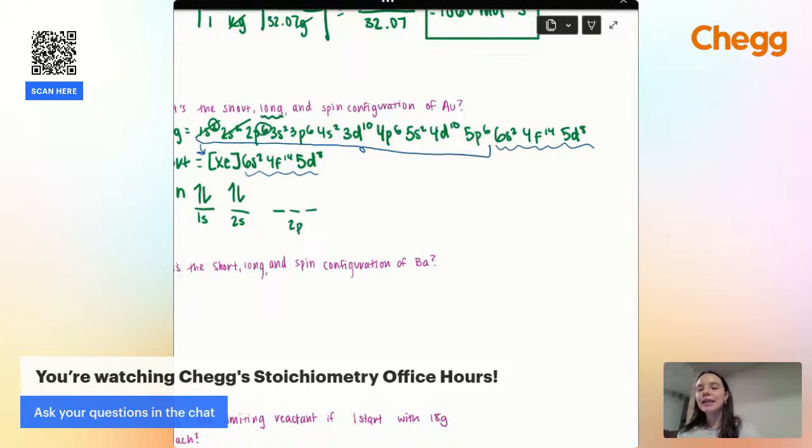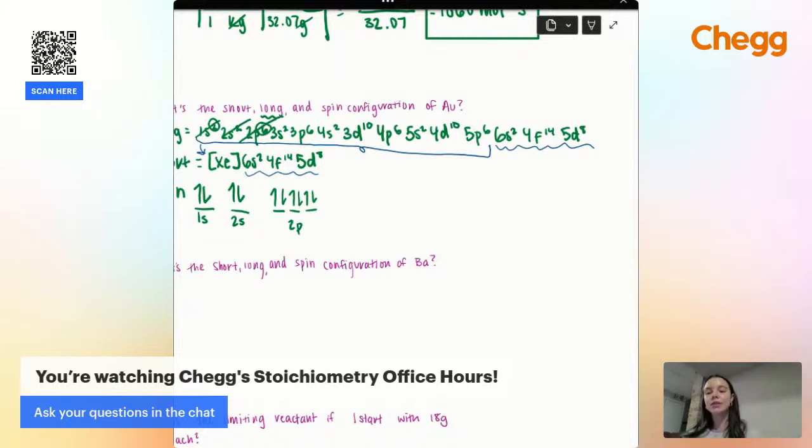We have 6 arrows represented by that 6 exponent. So we're going to go up, up, up, down, down, down. If you're wondering why I'm doing the up arrows first, that's because there's a rule. I think it's called the Hund's principle. Don't quote me on that, but there's a rule when doing electron configurations that says all the arrows have to be up first. You can't switch them until all have at least one arrow.